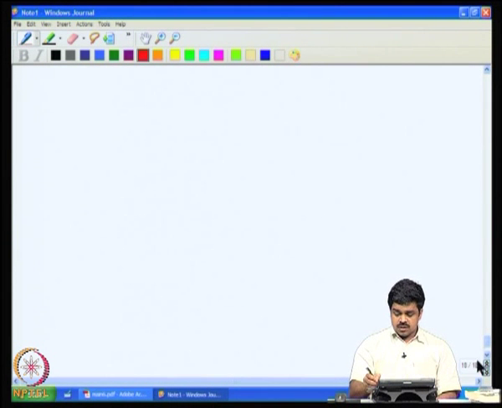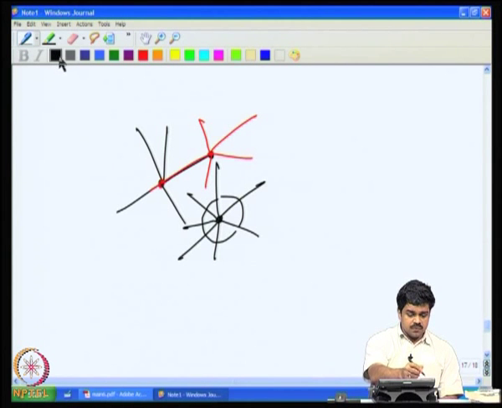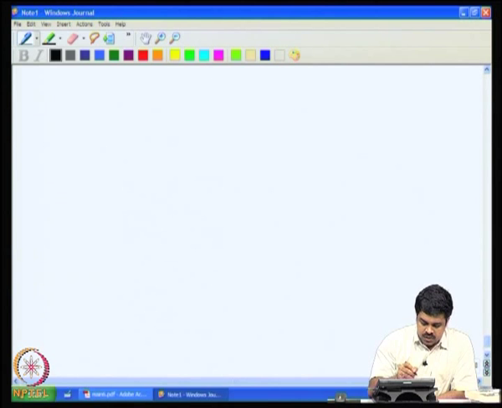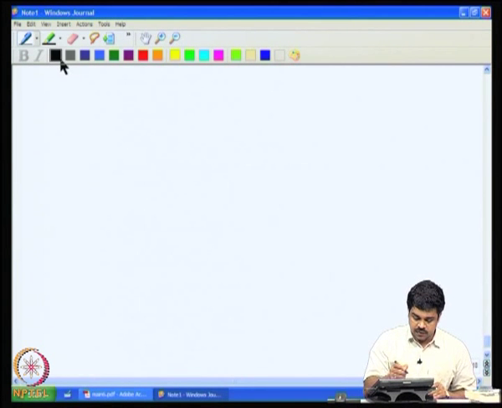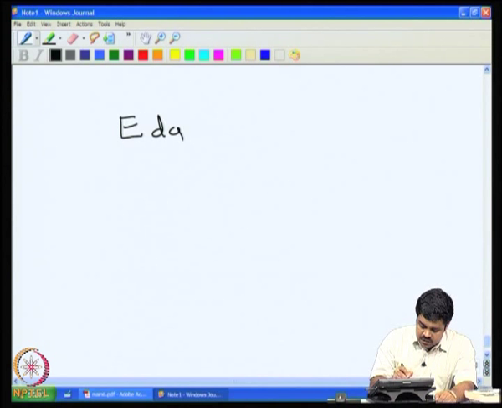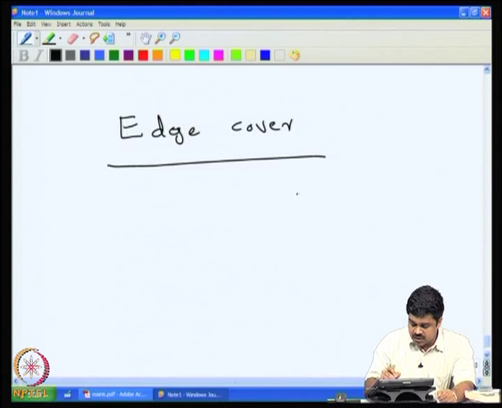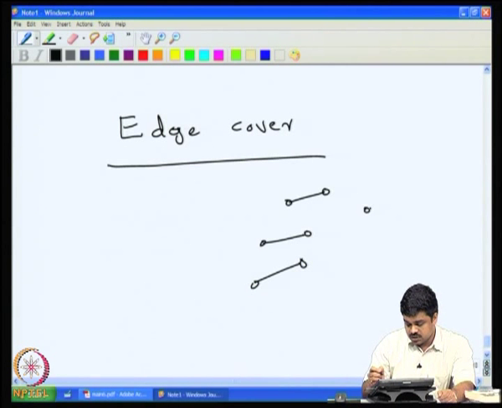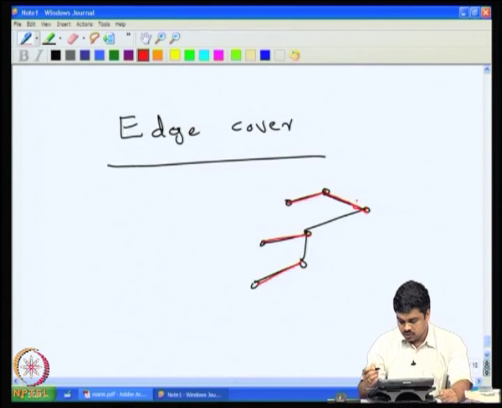So now see, it's a natural question to ask. After this vertex cover, is there a notion of an edge cover? So, let us see. What is an edge cover? Like the vertex cover, I am interested in covering all the vertices using edges. I want to select a few edges such that all the vertices are covered. So, for instance, if this is the graph, you can select this edge, this edge, this edge, and now this vertex is not covered, you may have to select one more. So, this is an edge cover.